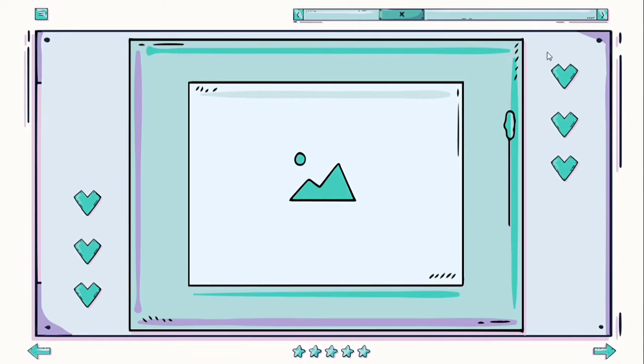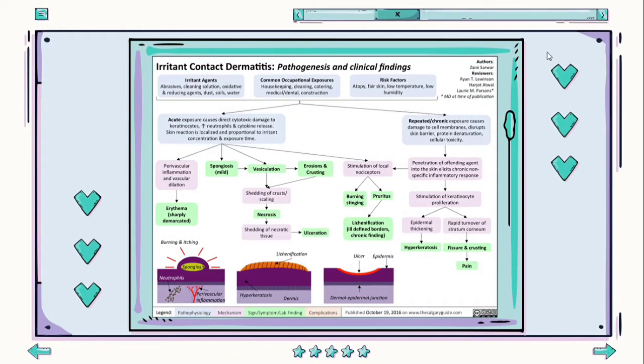There are several irritant agents such as abrasives, cleaning solutions, oxidatives and reducing agents, dust, soils, and water. And some common occupational exposures such as housekeeping, cleaning, catering, medical or dental, and construction. There are also risk factors related to this, such as atopy, fair skin, low temperature, and low humidity.